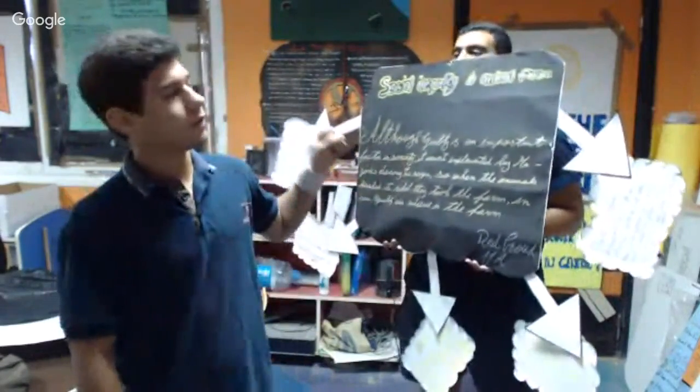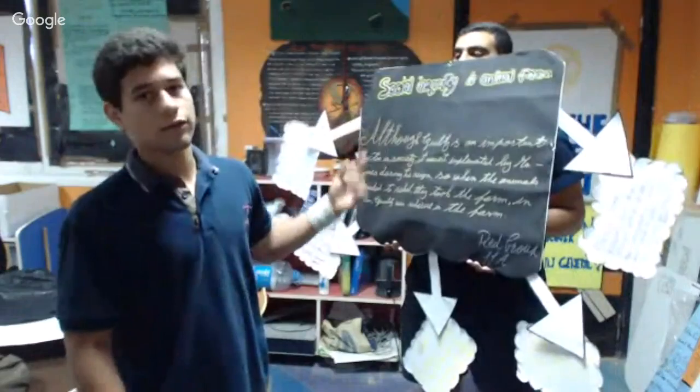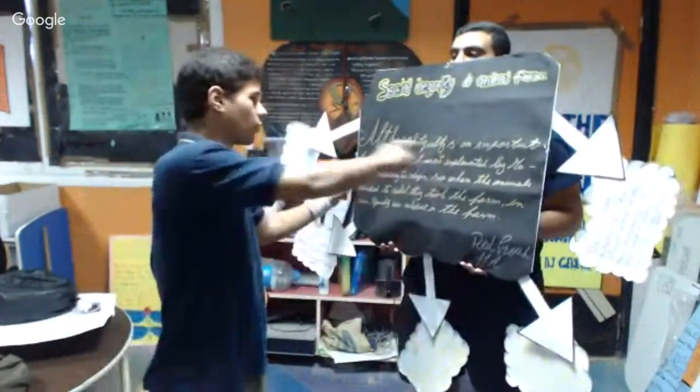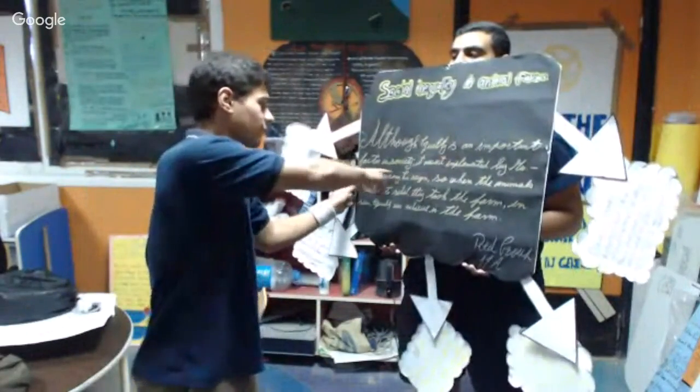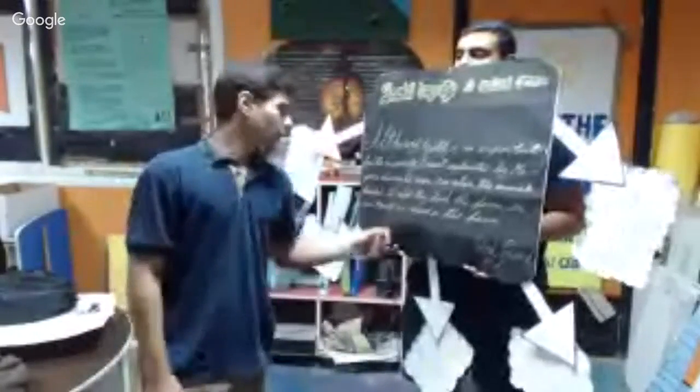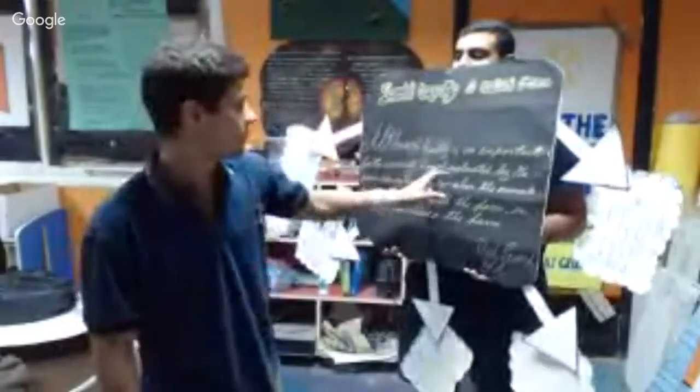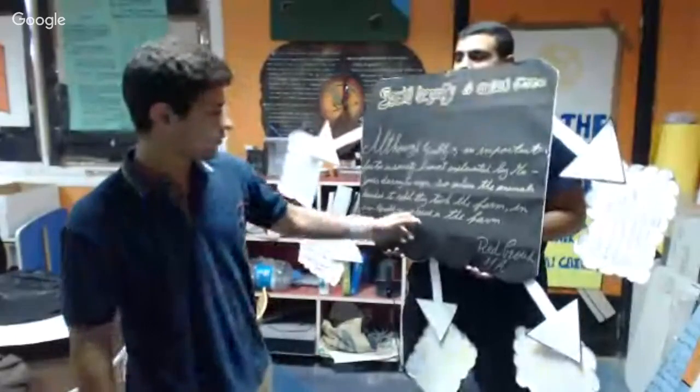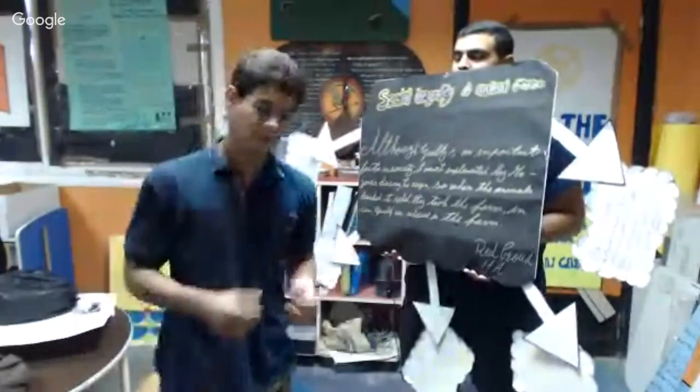Now here we have 4 dependent clauses and 1 independent clause. "Although equality is an important factor in society" is dependent because it starts with a subordinating conjunction, which is "although," and you know that doesn't make sense on its own. Same thing goes for "it wasn't implemented by Mr. Jones during his reign." Same thing goes for "so when the animals decided to rebel" and "they took the farm." "Equality was achieved in the farm" makes sense on its own because it doesn't raise a question.